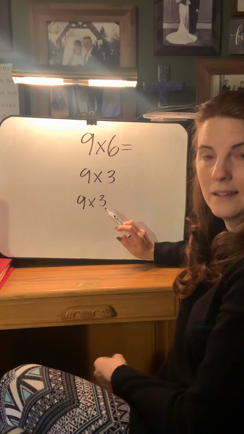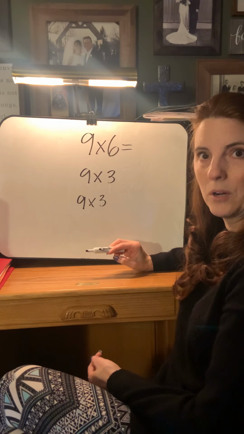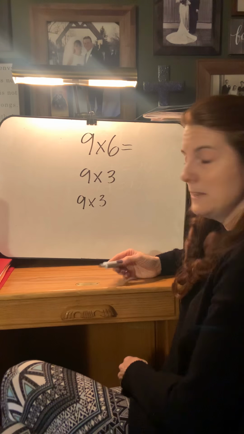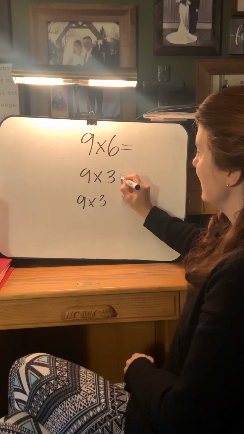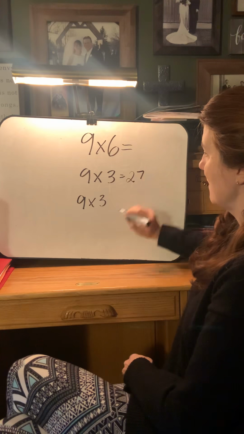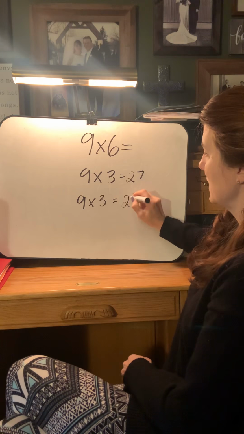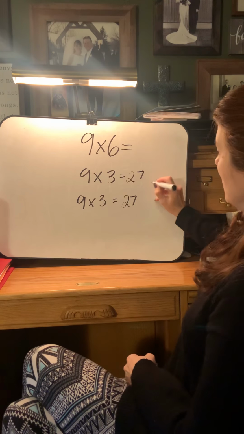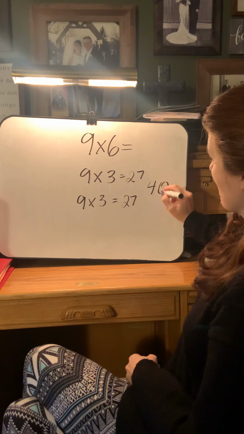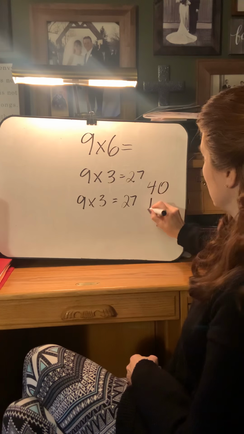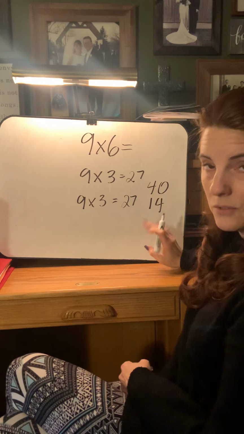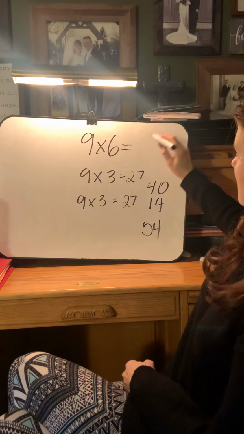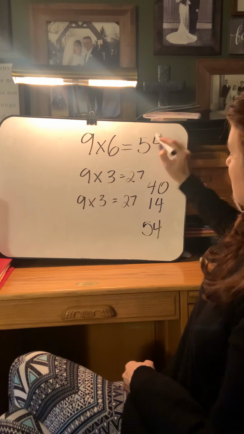And we can really understand why that would work, because 3 times plus 3 times equals 6 times, right? So if you know that 9 times 3 is 27, and 9 times 3 is 27, you add your 20 and your 20, which is 40. Your 7 and your 7 is 14. 40 plus 14 is 54. Okay?